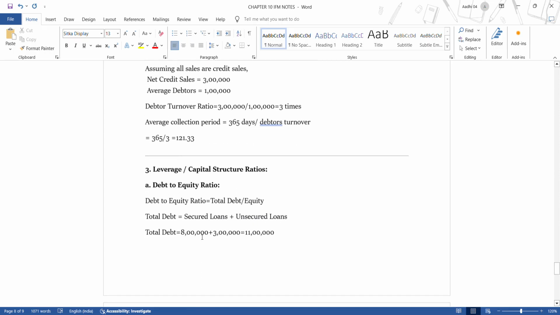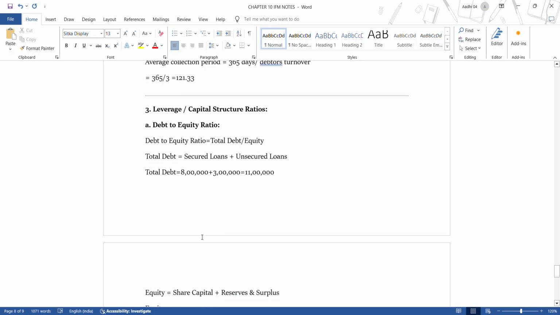Okay, moving on to the next ratio, that is leverage ratio or capital structure ratio. Leverage ratio is given according to your textbook. Leverage ratio means debt to equity ratio. The first ratio is debt to equity or debt equity ratio. So debt equity ratio is total debt by total equity.